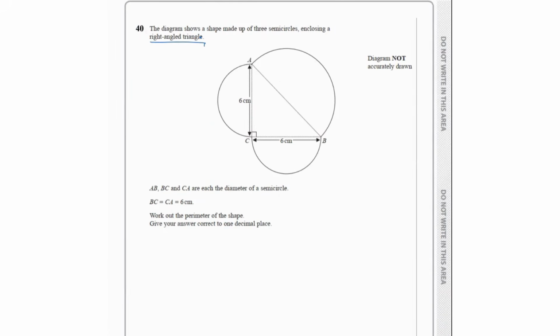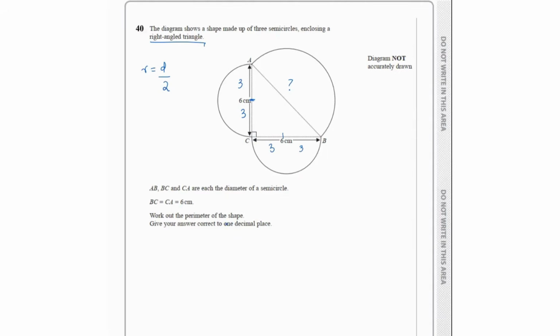So we know we'll either use SOHCAHTOA or Pythagoras because they've mentioned right angle triangle. AB, BC, and AC are each diameters of a semicircle. So which means for this one, the radius is going to be 3. Again, this one radius is going to be 3 because radius is half of the diameter. We don't know the radius for the third semicircle.